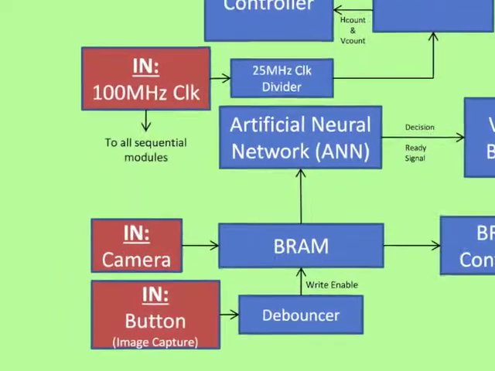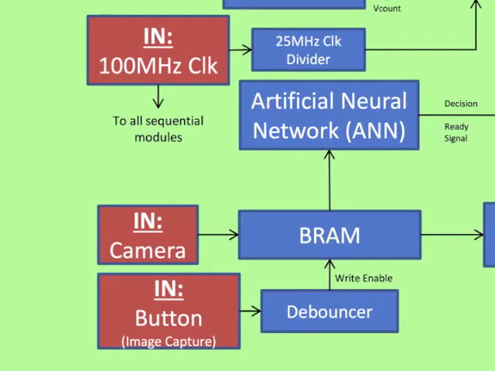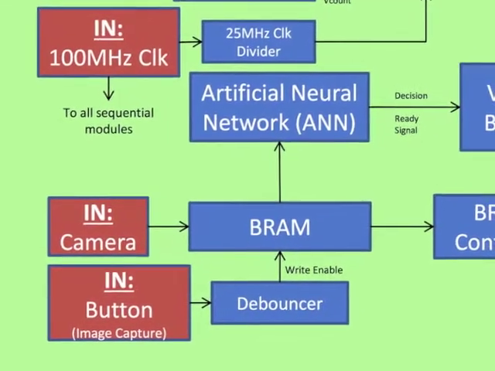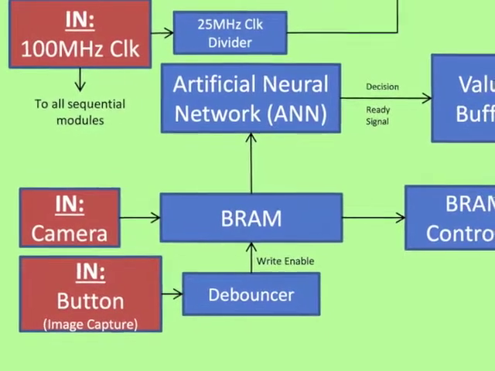These are our inputs. We take in a 100 MHz clock signal, a camera signal, and a push-button input. The camera writes its data to block RAM, where it then feeds the artificial neural network.